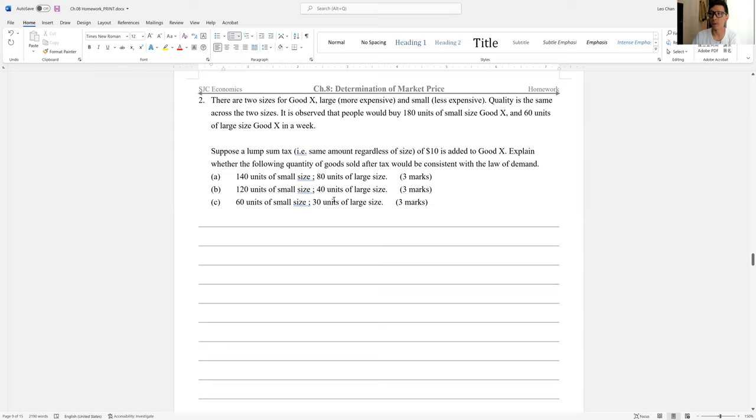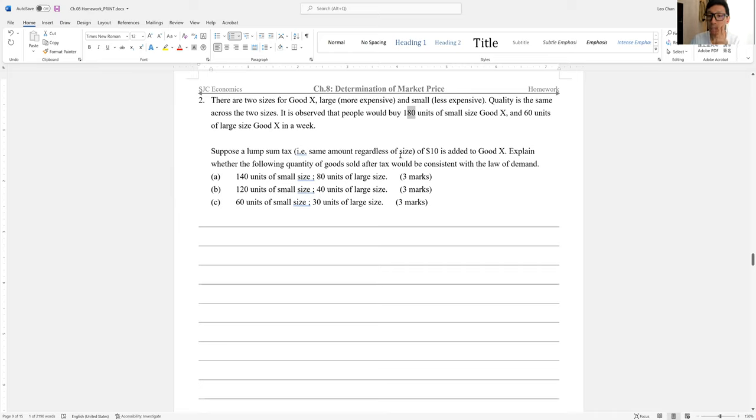Now that I have my past paper with me, it's actually an MC, I think, in 2019. Okay, 我再 check 多次先, 我忘記了幾年了, 剛才很快過而已, 是吧? Now, here, you will see, there are two sizes for good eggs, the large and small size, right? One is more expensive, one is less expensive, right? The quality is the same across the two sizes, so we don't have quality problem, right? It is observed that people normally buy 180 units of small size and 60 units of large size.